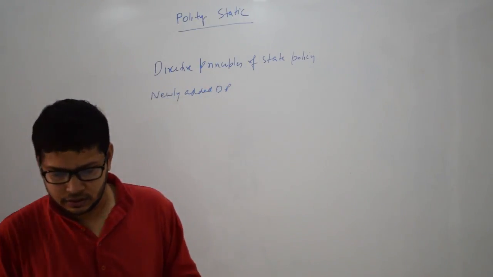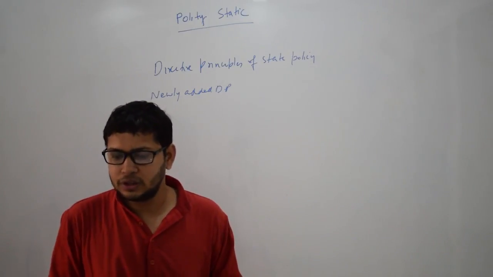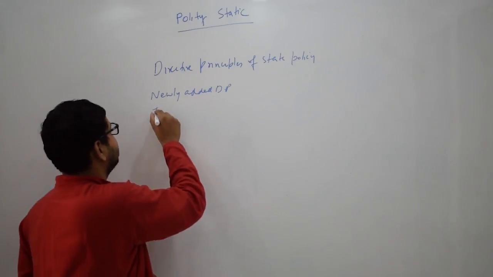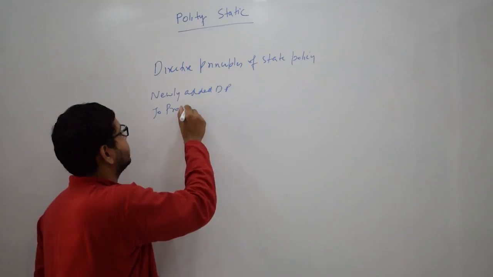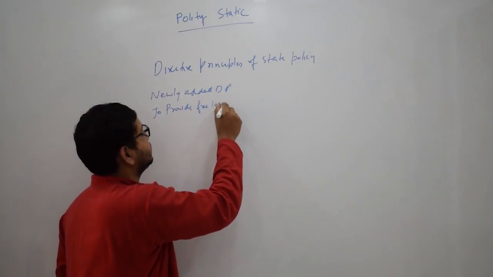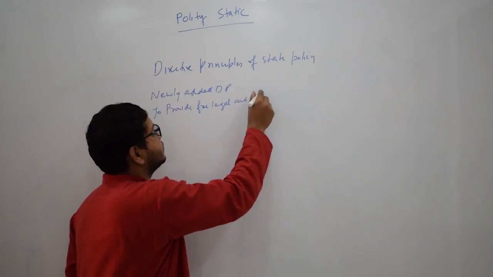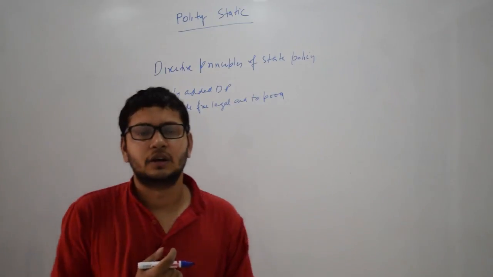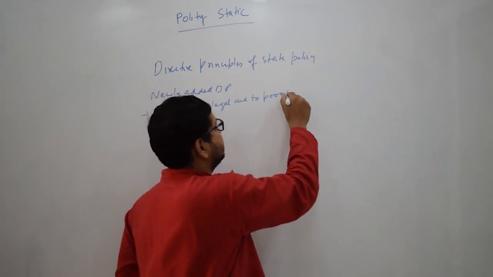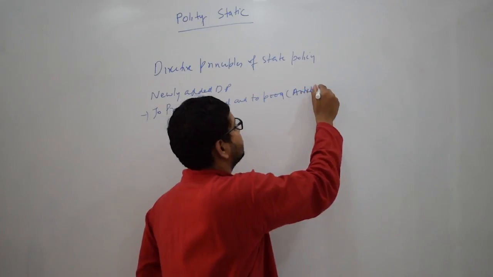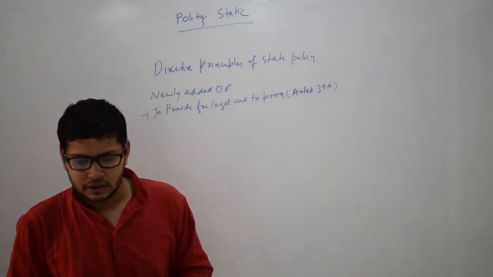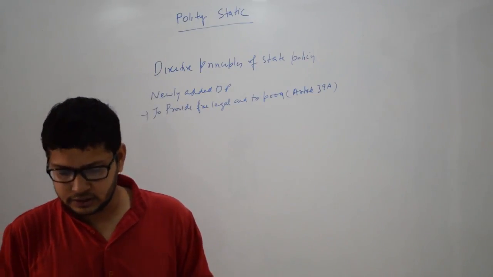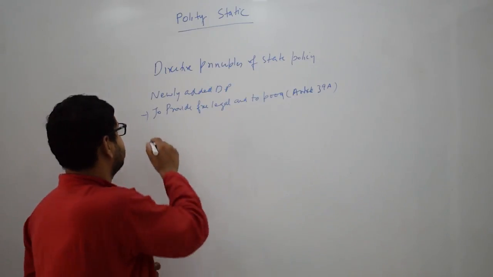First is to promote equal justice and to provide free legal aid to the poor. This is very important, and this comes under Article 39A. Next is to take steps to secure participation of workers in the management of industries.